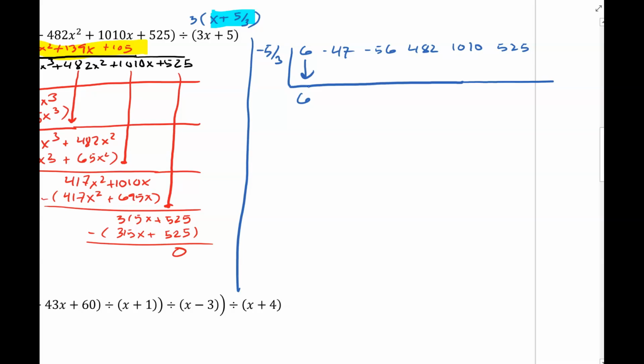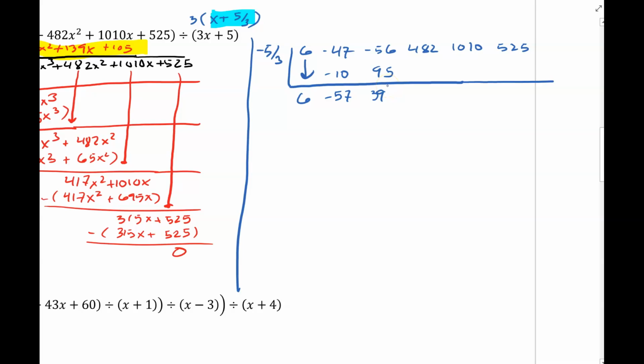So I bring the 6 down, and then negative 5/3 times 6 would be negative 30 over 3, which is just negative 10. If I add down, that's negative 57. And then if I multiply negative 5/3 by negative 57, let's see, what's that? It's positive 95. And when I add down, I get 39.